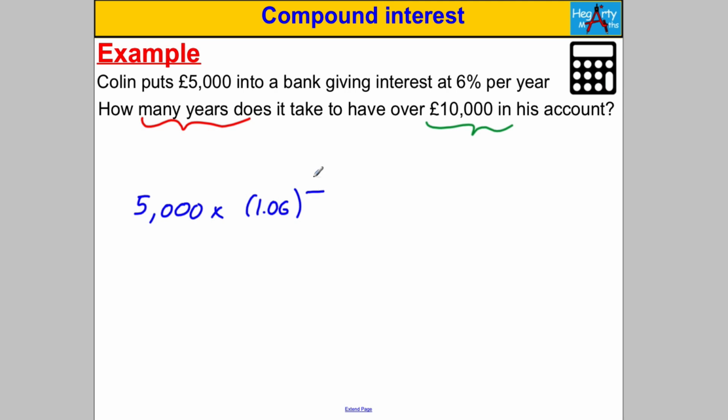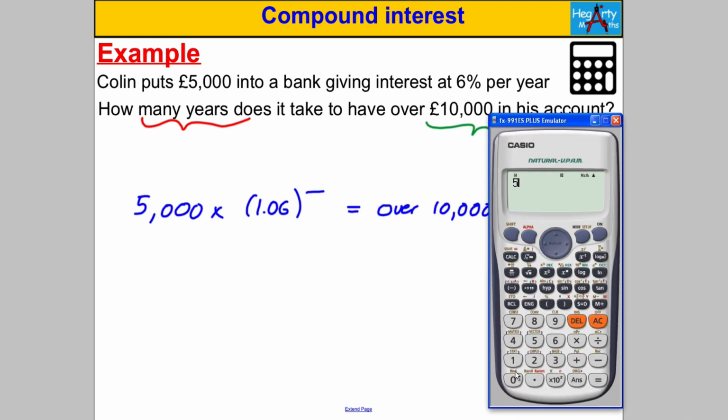Now this time we don't know how many years, but we know that we want to get an answer over £10,000. That's what we want. So what do you think you should do? Well, get your calculator out and try the number 1, 2, 3, 4, and keep trying numbers until you get the first time over 10,000. So let's give that a go.